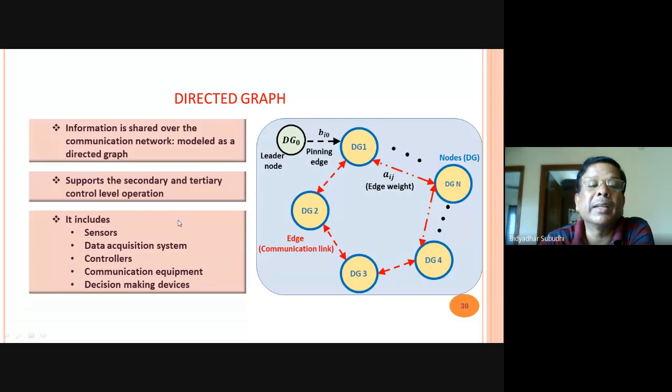To represent the agents, you can choose the sensors, the data acquisition system, controllers, communication equipment, and decision making devices. As I mentioned, there could be a leader. When you want a group behavior, we choose some of the DGs to be a leader and the rest to be followers. After representing all these distributed generating sources and connecting them by virtue of these communication links, translating that to a graph is basically called a diagram.